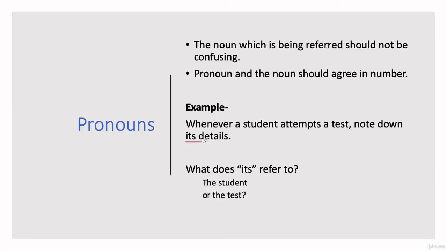Do check out the GMAT official guide as well as the Manhattan guides for problems on pronouns. Such examples where the reference of a pronoun would be unclear would be easily identifiable as well as easily solvable.